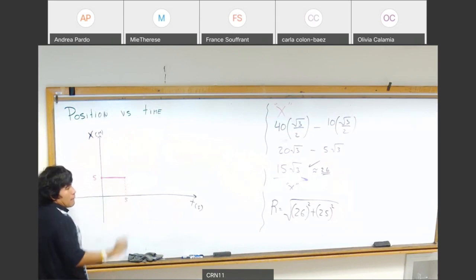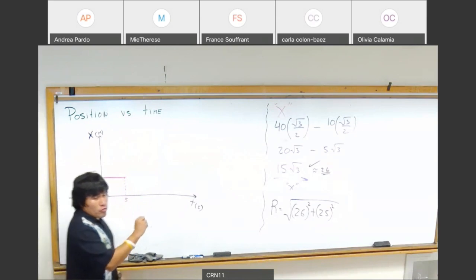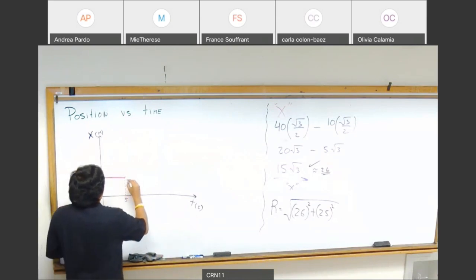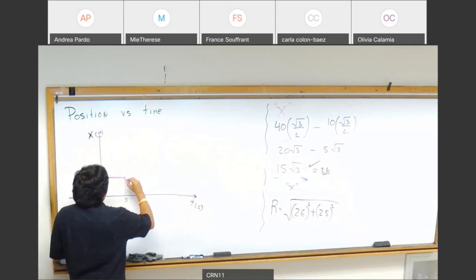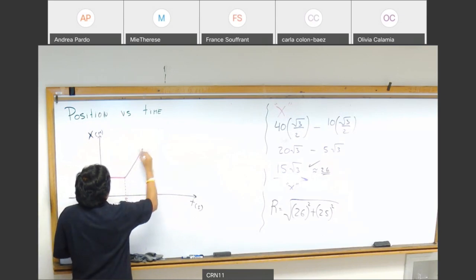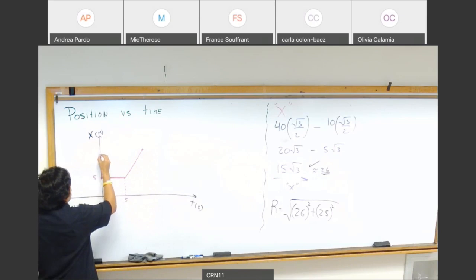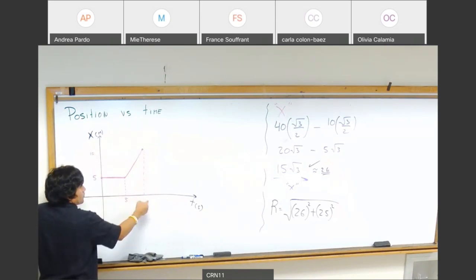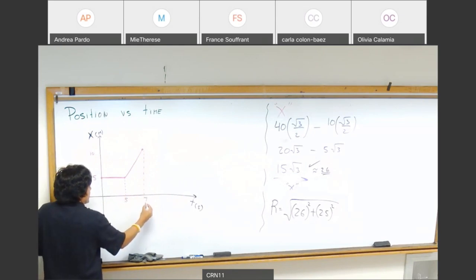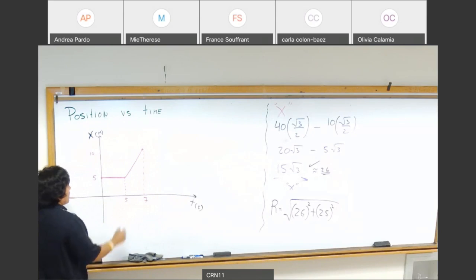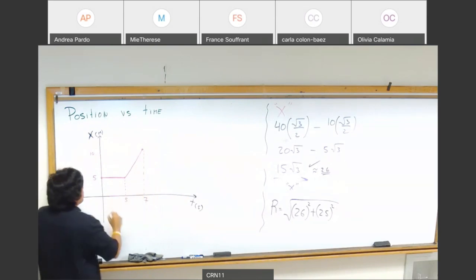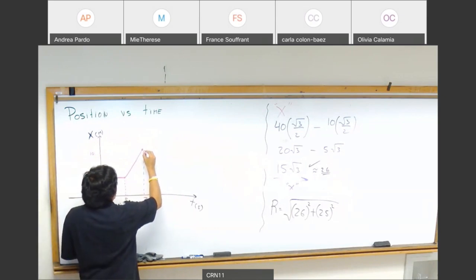5. But then I decide to move. I decide to move to position 10 meters in, say, 2 seconds. Like that. So now I'm in position 10, and it took me 2 seconds. So 5 plus 2 seconds, 7 seconds. And how much did I move? 5 meters. All right. Then I decide to stay here for 3 seconds.